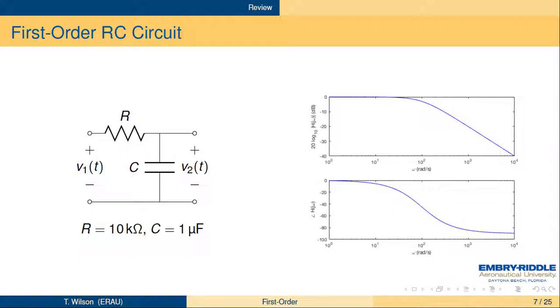The angle curve we see is about 0 below a factor of 10 or so below 100. And then you can see the asymptotic behavior down to minus 90 degrees for high frequencies.